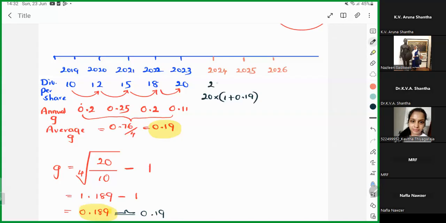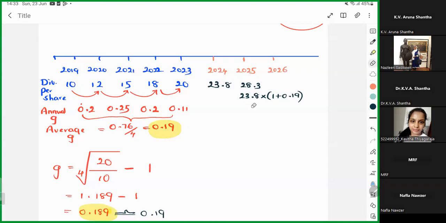23.8. Then the 2025 dividend, how much? The 2024 dividend is 23.8, which increases by 19%. Multiplied by 1 plus 19%. How much? The 2025 dividend is 28.32, about 28.3.